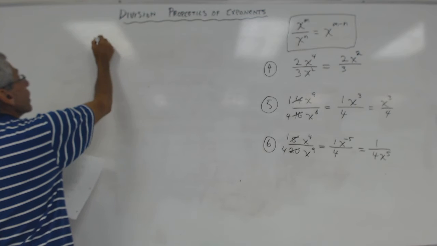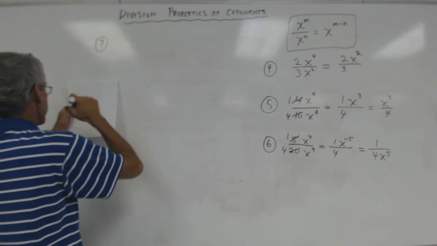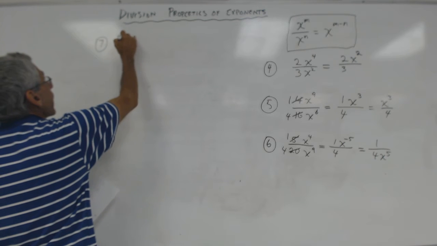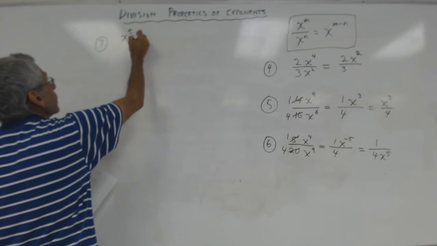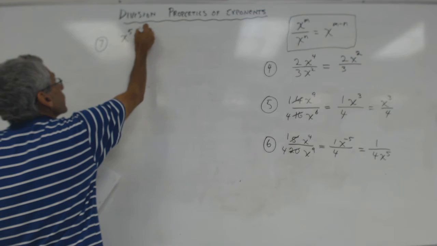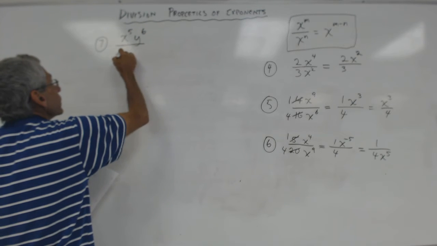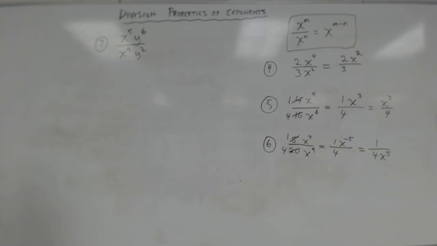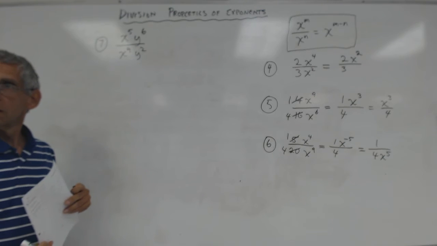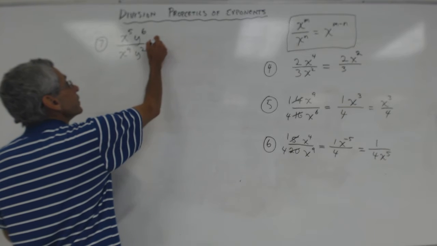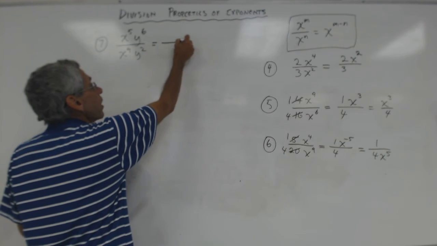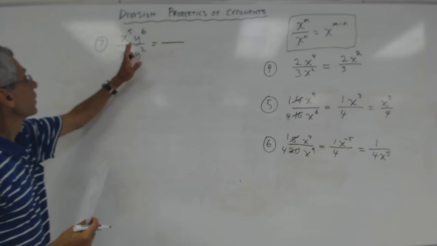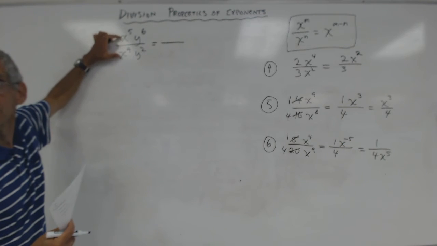All right, here we go. 7. What if I gave you something like this? x to the 5th, y to the 6th over x to the 9th, y squared. What would I do? I'm going to do the same thing. I'm going to draw my fraction line first, though. Okay? And I'm going to deal with my x's first.